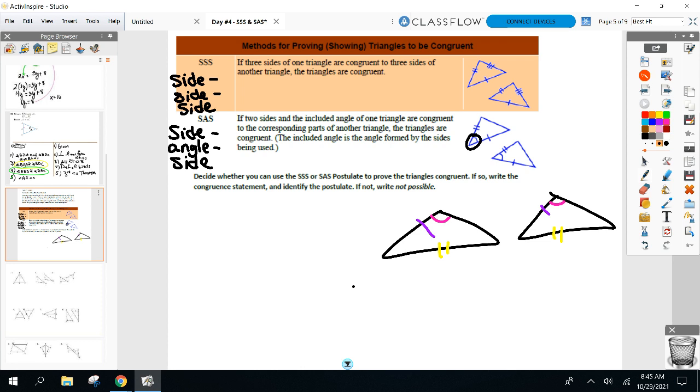All right? Sorry, there's no SSA. And yes, we can all giggle. There's no ASS method, the donkey method. All right? There's none of that. All right? It's side, angle, side. The angle has to be in between.